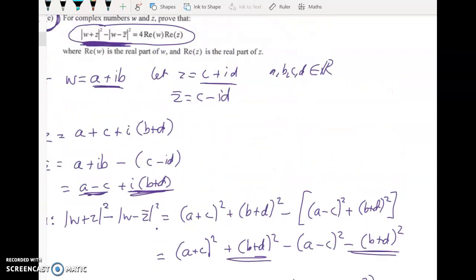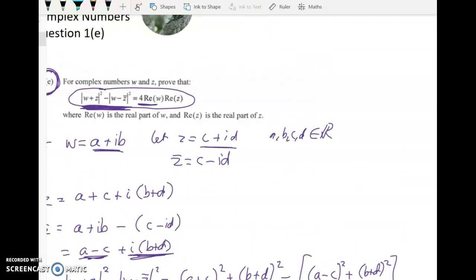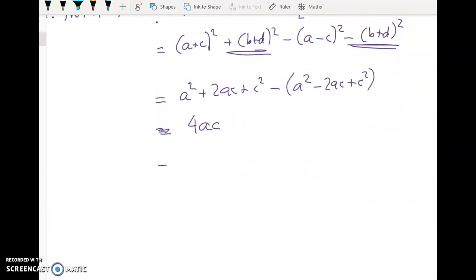And then we just go back and have a look at where we're trying to get to. So we want to end up with 4 times the real part of W times the real part of Z. So we're just about done. Because A is the real part of W and C is the real part of Z. So that's equal to the right-hand side as required.